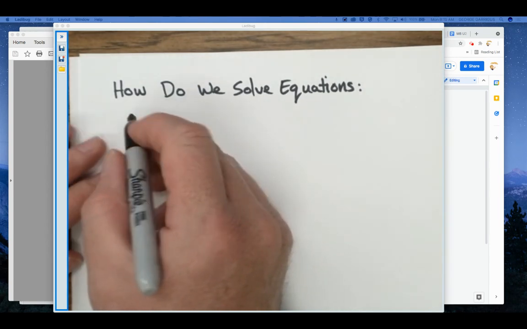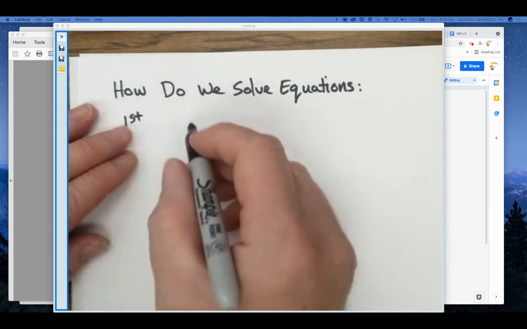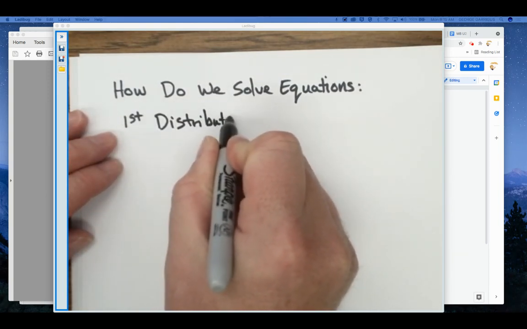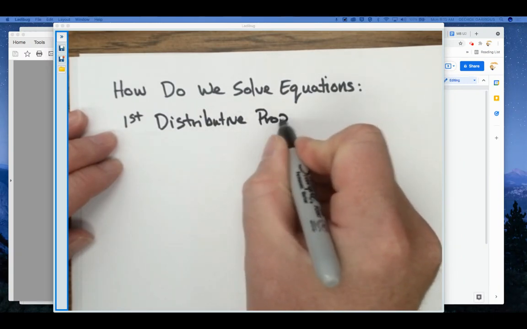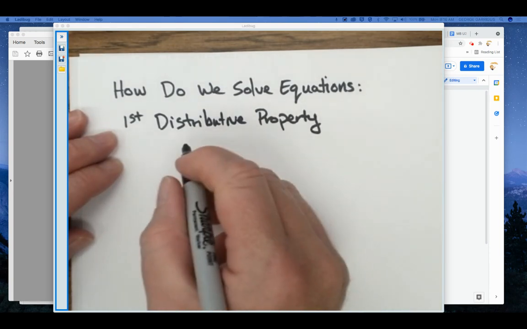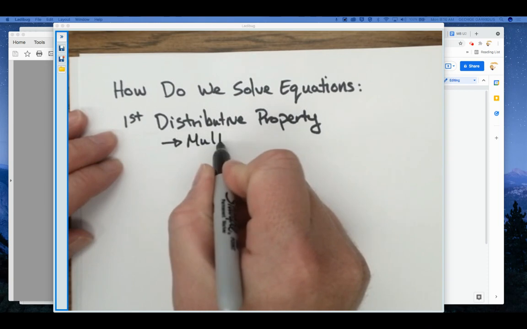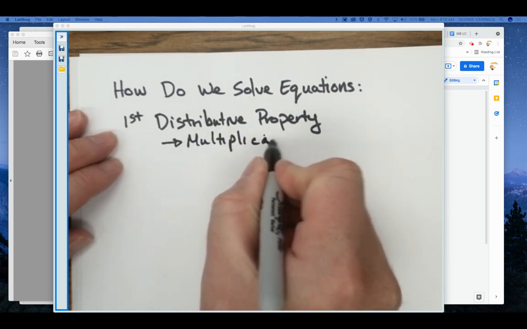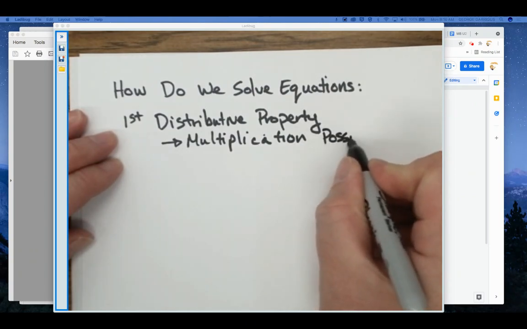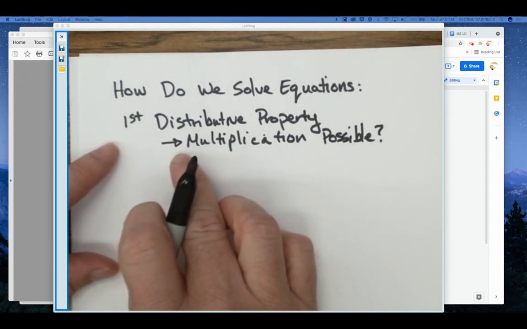Okay, the first thing that we do is that we look to see if we can multiply anything, and that's the distributive property. When you're looking at the distributive property, you're asking yourself, can I multiply? This is multiplication. Is multiplication possible? If you can multiply, if you can distribute, then do that.